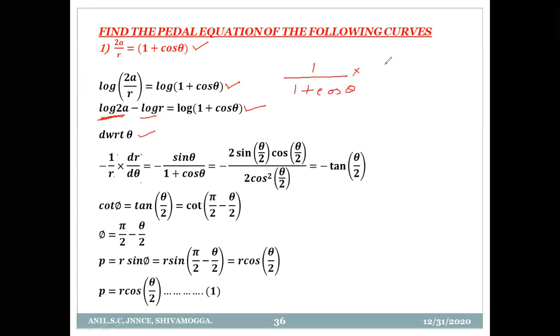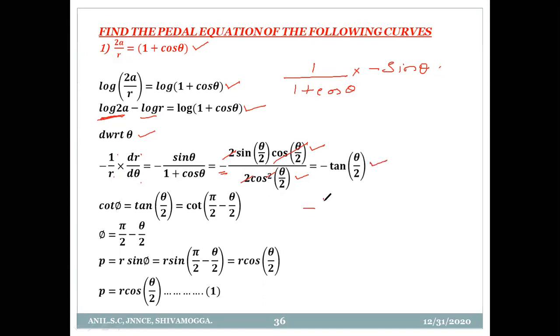The derivative of 1 plus cos theta is minus sin theta. That's what I have written here: minus sin theta divided by 1 plus cos theta. To simplify further, keep this negative sign as it is. Sin theta can be written as 2 sin theta by 2 into cos theta by 2, divided by 1 plus cos theta, which is 2 cos square theta by 2. Cancel this 2 with this 2, and cos theta by 2 with one cos theta by 2. The negative sign is carried here. Sin theta by 2 divided by cos theta by 2 is minus tan theta by 2.